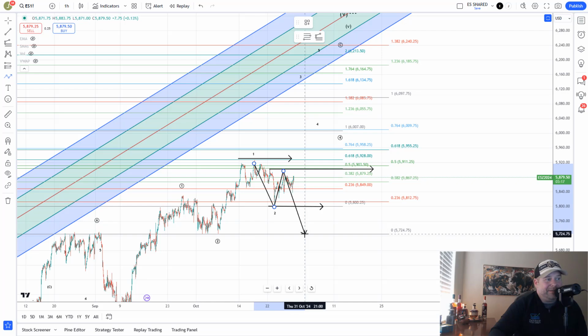I think 5725 comes into play pretty quickly. And if they break below that, then we have to look at other options, including a potential ending diagonal type pattern to the upside. So right now, the key levels are 5,800, Wednesday's low, and 5,900, Friday's high. Above the high from Friday, bullish, below the low from Wednesday, bearish.